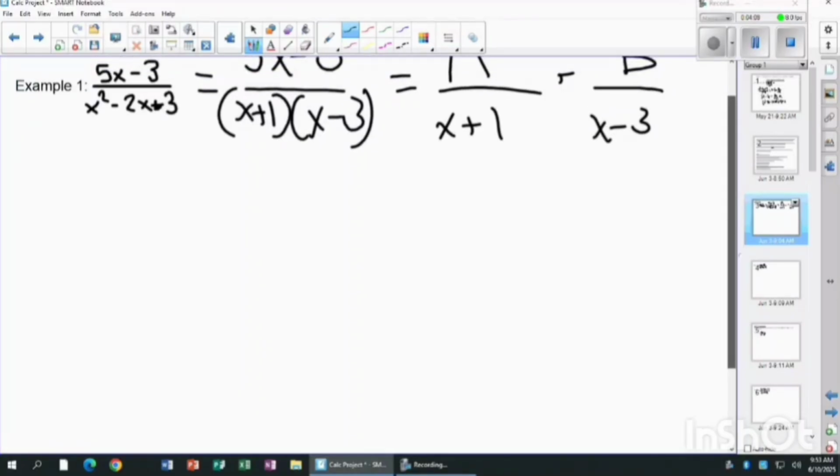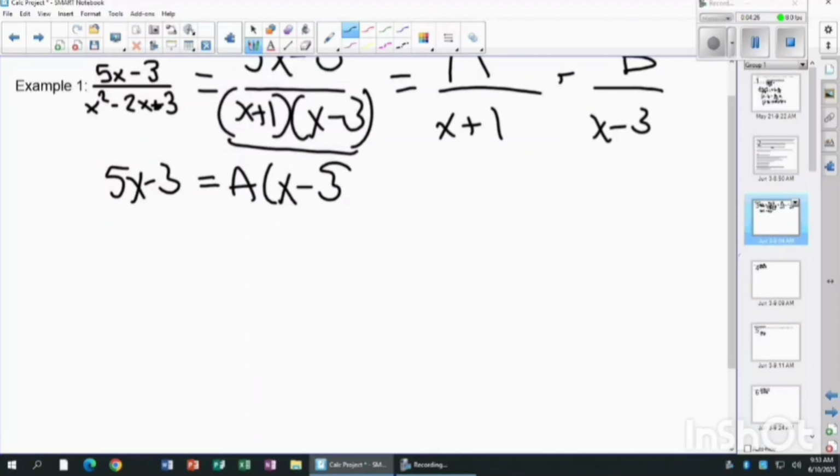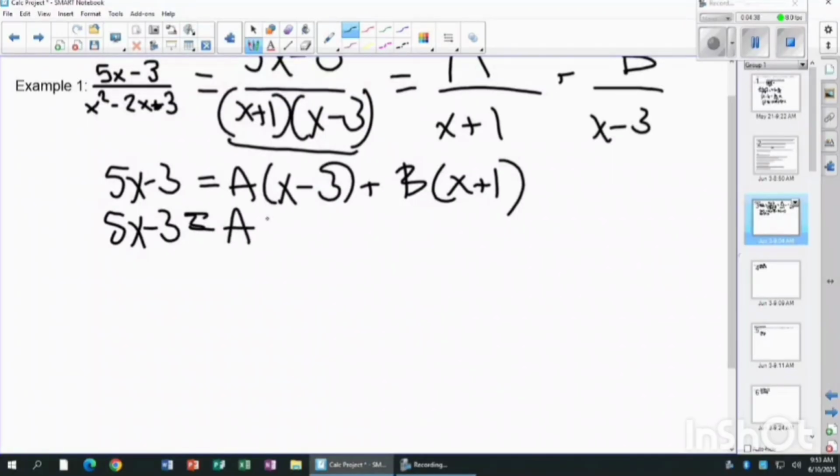And next we have to multiply by the denominators. So we're multiplying by this whole thing on both sides. So it would leave you, on the left, with 5x minus 3 since it cancels out. And then on the right, you would have A times (x minus 3) plus B times (x plus 1). And after distributing, or multiplying out, you have Ax minus 3A plus Bx plus B.